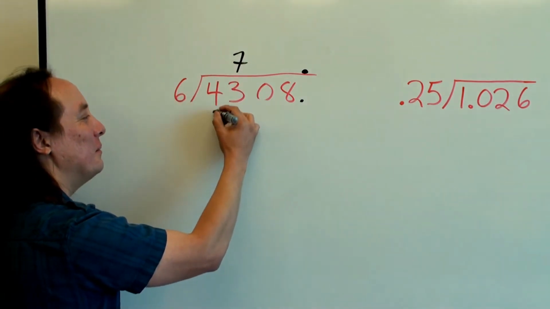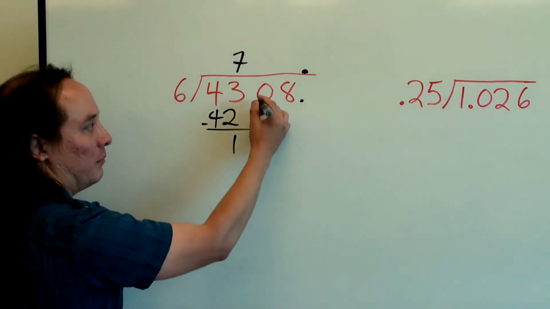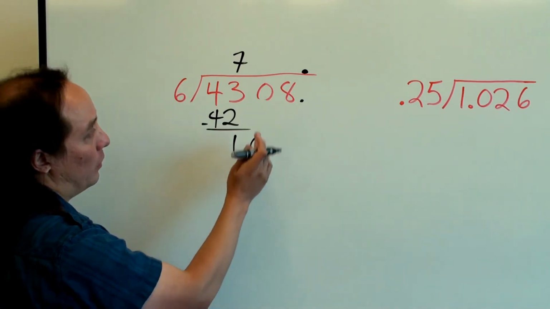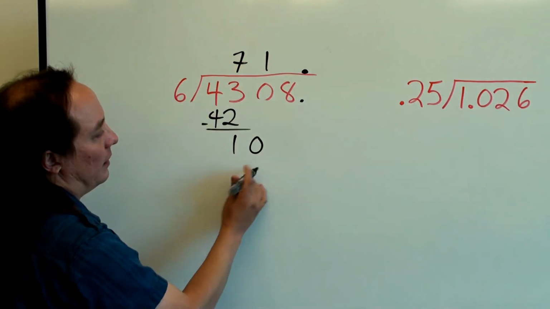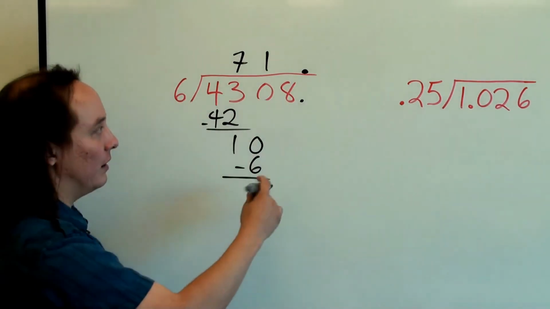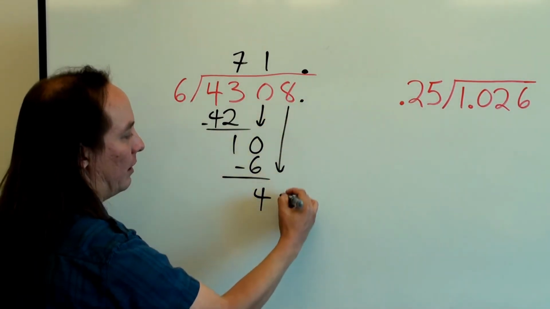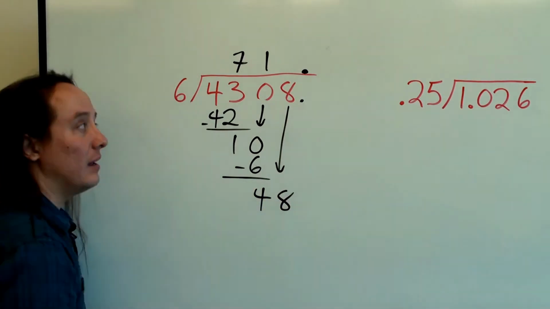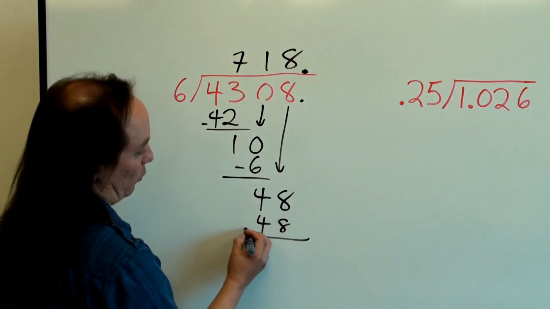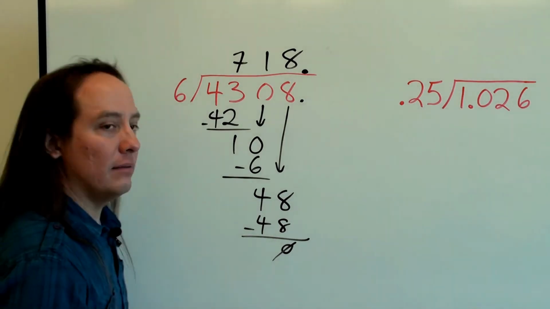So 7 times 6 is 42. The subtraction of that will give you 1. You can bring down the 0. 6 goes into 10 one time, obviously. And then 1 times 6 is 6. After I do the subtraction, my remainder is 4. I didn't show my arrows, so let's do that. And then 6 goes into 48, 8 times. With 48, and you're done. So 718, okay? Very good.